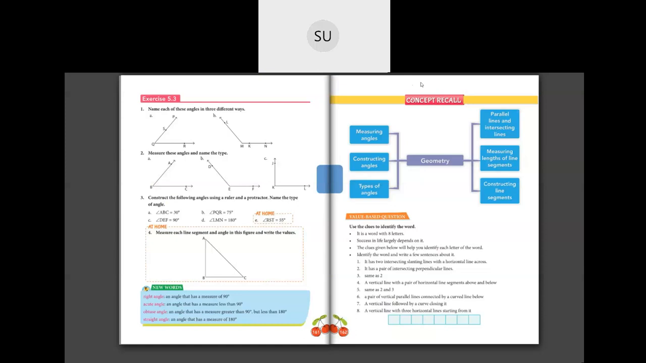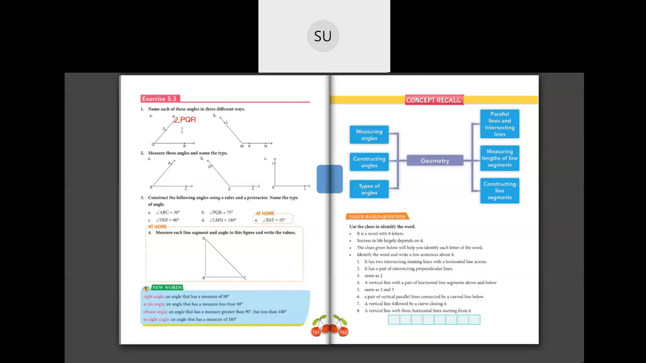Okay, so first question here is name each of the angles in three different ways. So how can you name the angles here in three different ways? So first one, you can write the angle as angle PQR. You have to draw the angle symbol before. I'm not doing it. You all just draw it. So I'll show for one. Similarly, you have to draw it for the other angles like this, all right? Then we have angle PQR.